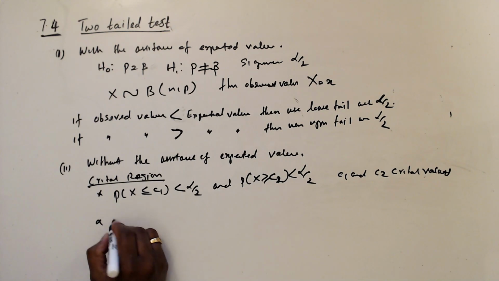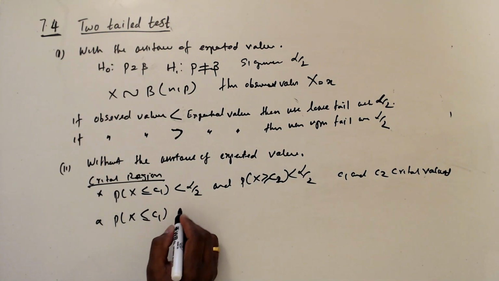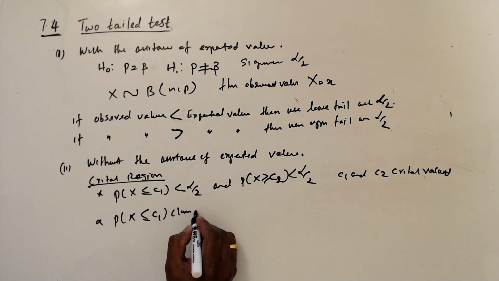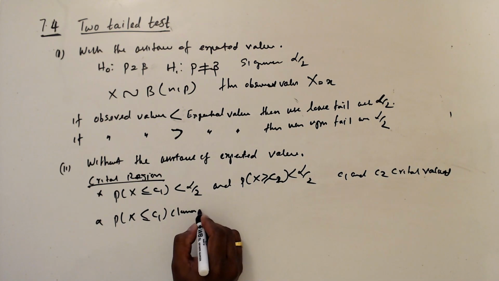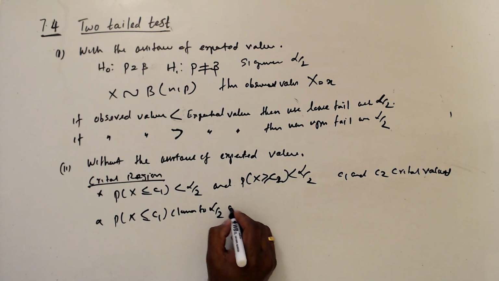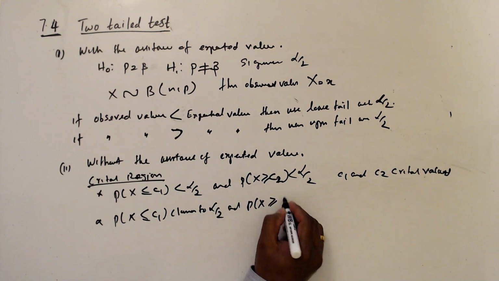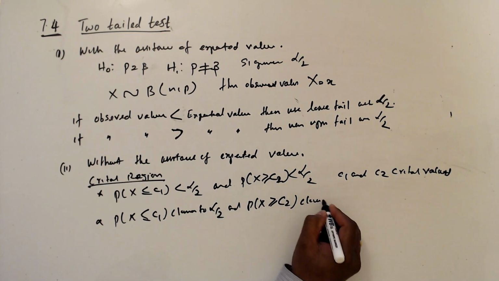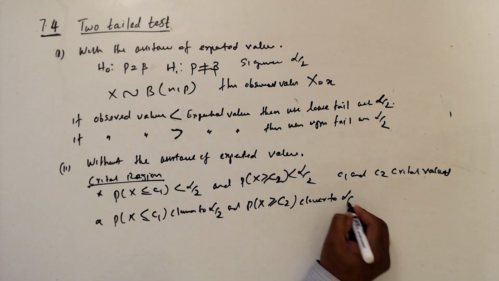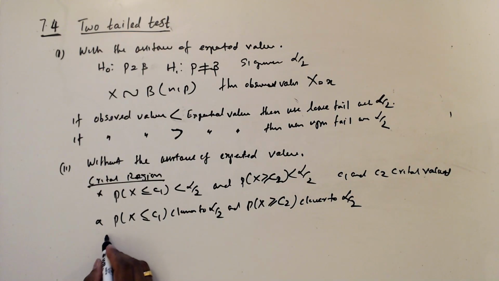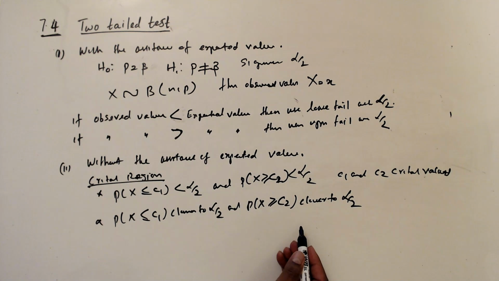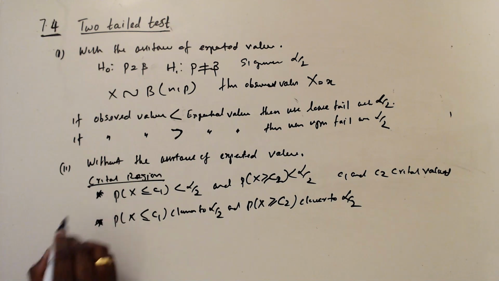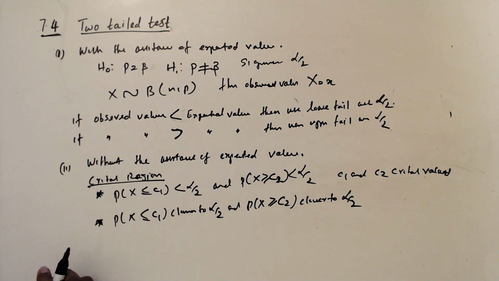Sometimes we have probability of X less than or equal to c1 closer to alpha divided by 2, and P(X greater than or equal to c2) closer to alpha divided by 2. If they need it closer to alpha divided by 2, then they will clearly mention it in the sum. Otherwise, we have to follow this one. So we'll work with example 6 with both methods, and we'll see.